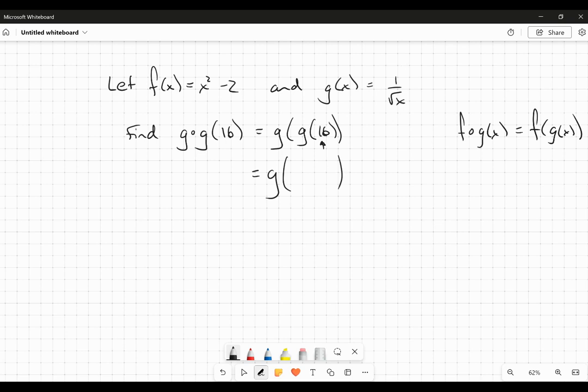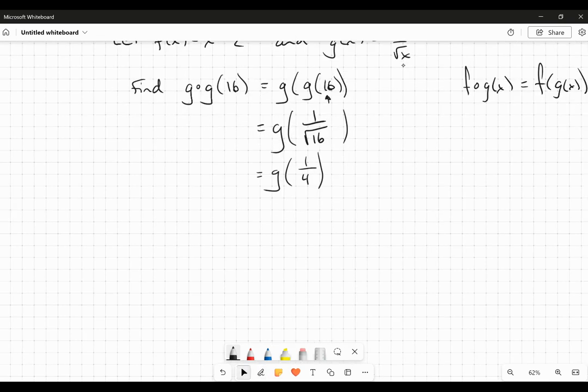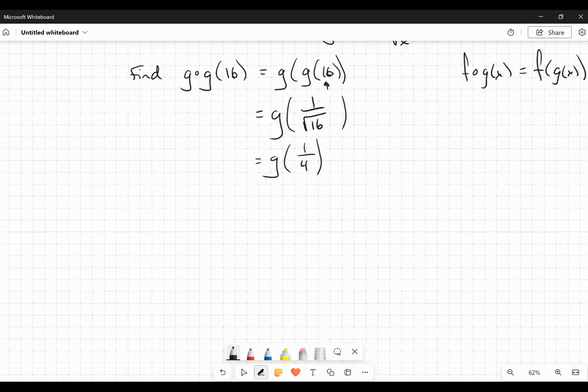G takes whatever number's inside, square roots it, and puts it in the denominator. So it's going to take that 16, square root it, and put it in the denominator. In fact, we might as well do that right now. The square root of 16 is 4, so this is going to be 1 over 4. Now, that result becomes the input, or the dependent variable, for my next G.